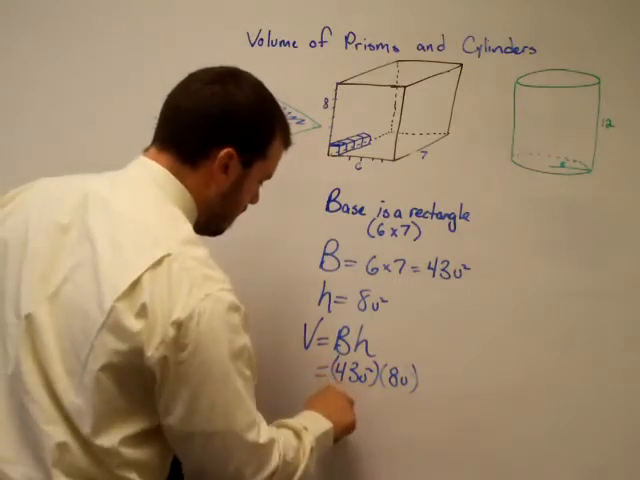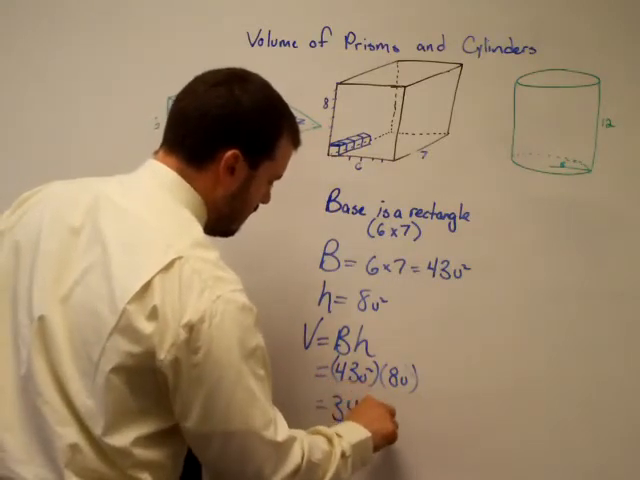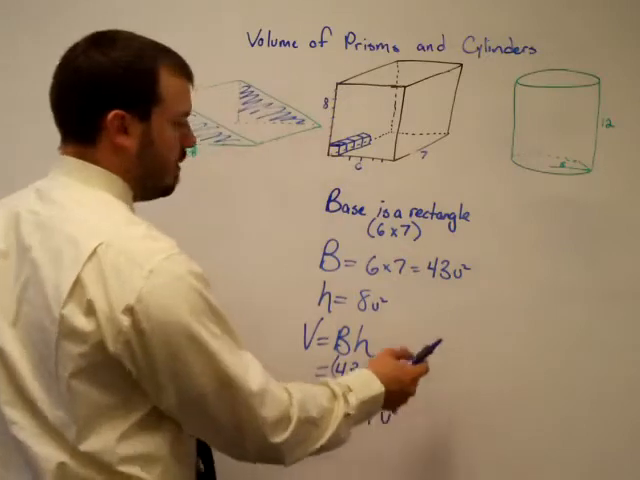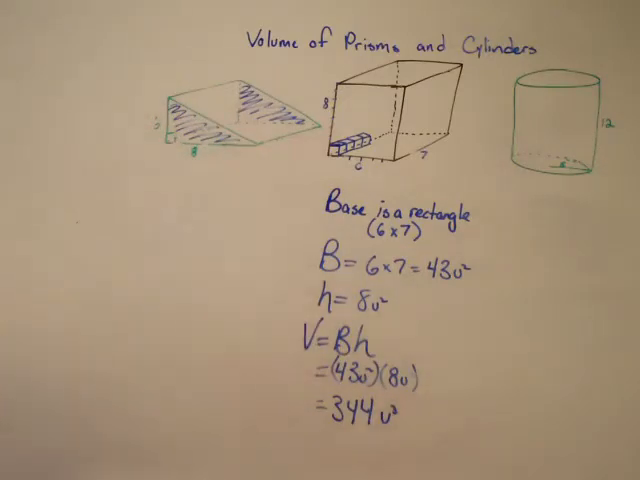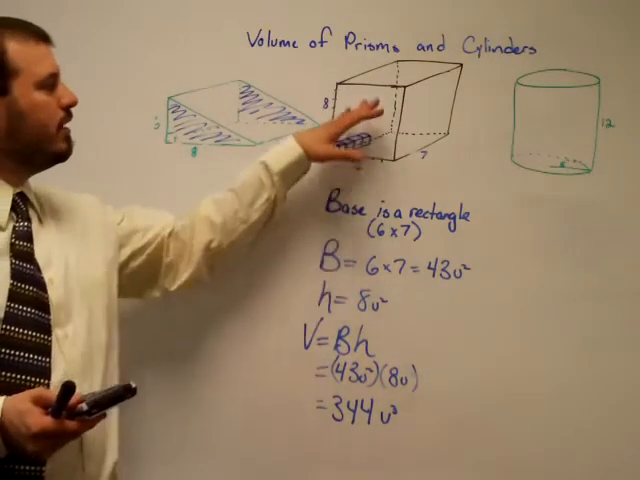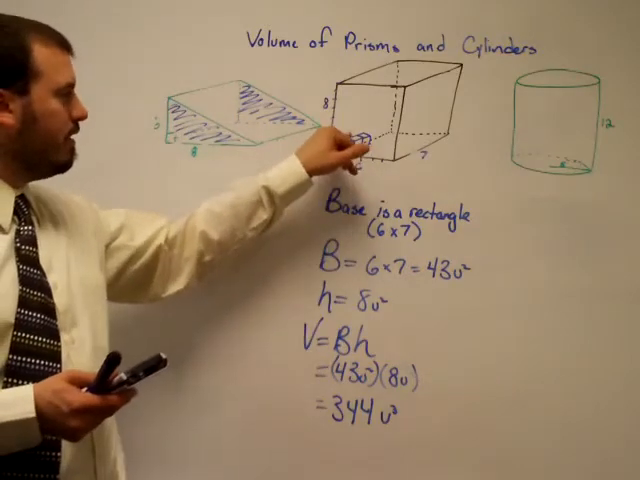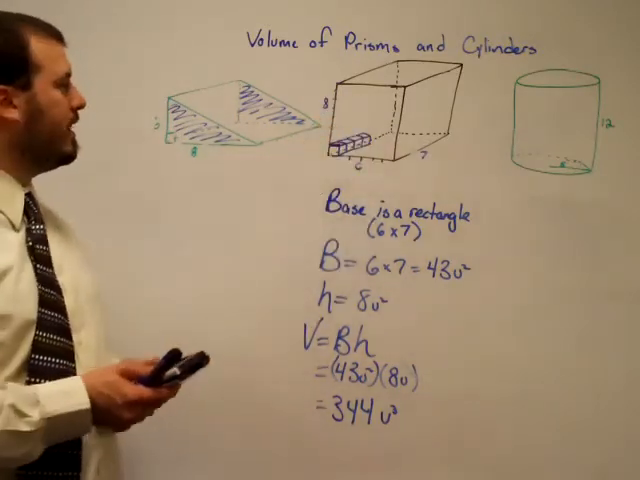336 units cubed. Units squared times units would be units cubed. But all of our volume problems should have an answer of units cubed, because we're trying to figure out how many of these cubic units fit inside that figure.